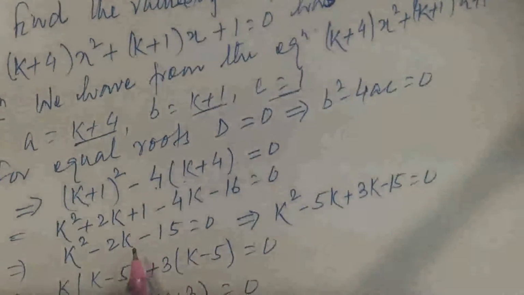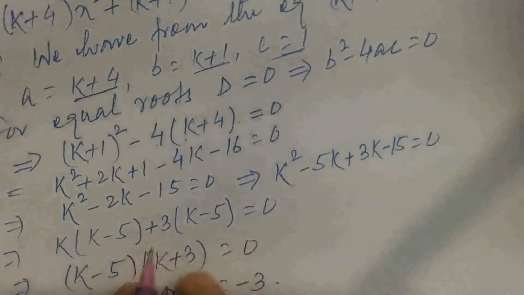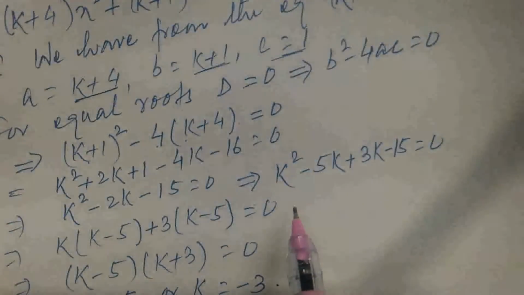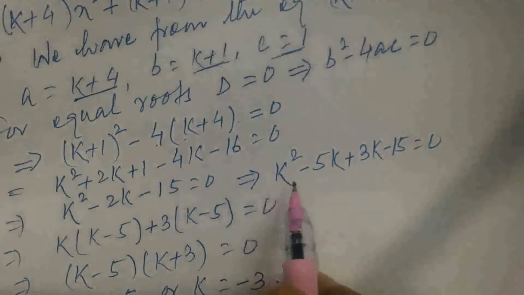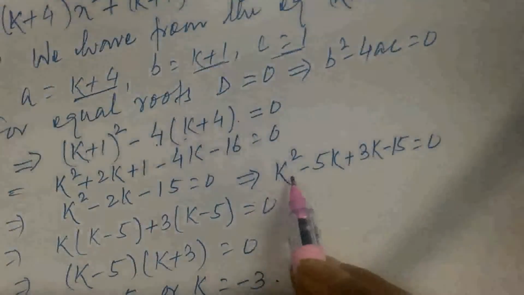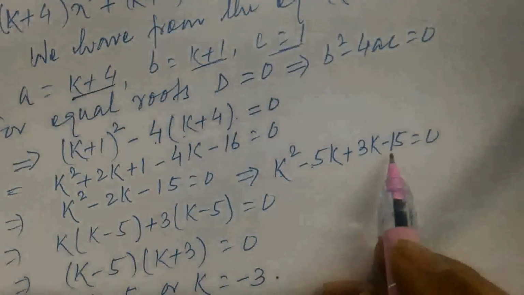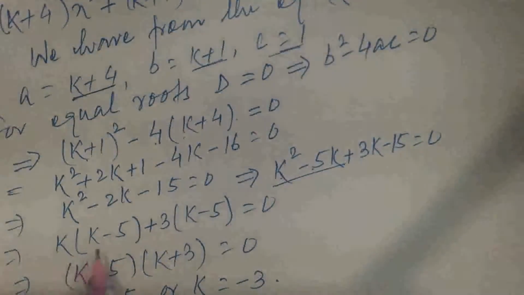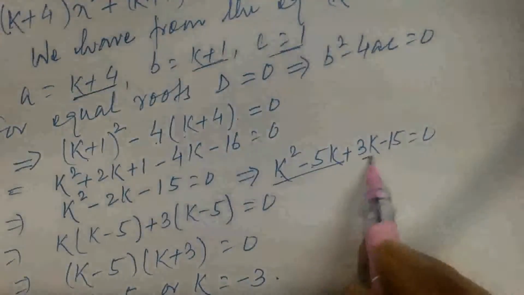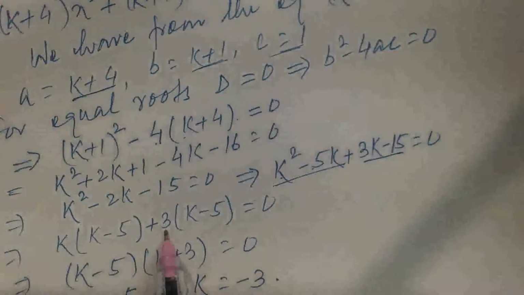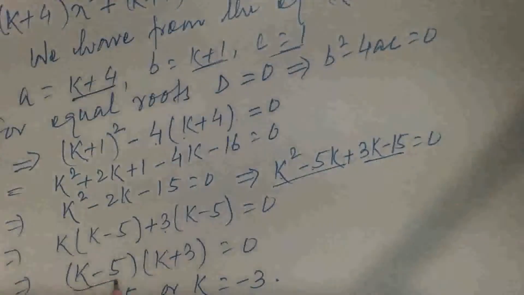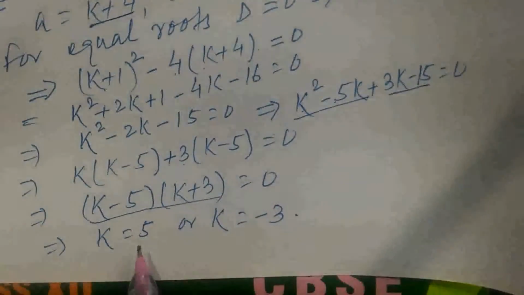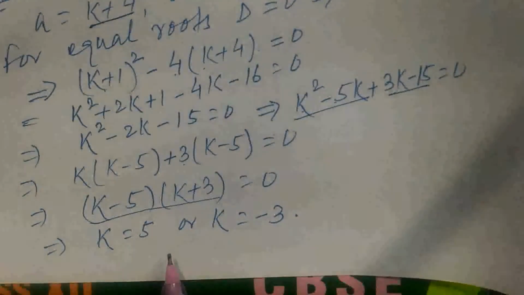Again, it is giving you a quadratic equation. So, for this quadratic equation, either you solve it by factorization or again apply the formula. Choice is yours. So it's a very simple equation. We'll go for the factorization. So we can write this as k² minus 5k plus 3k minus 15. Take k common from the first two terms. So you are getting k minus 5, and 3 common from the next two terms. So you are getting 3 times k minus 5. So after factorizing, you are getting (k minus 5)(k plus 3) is equal to 0. So it gives you the values of k as equal to 5 or k is equal to minus 3.